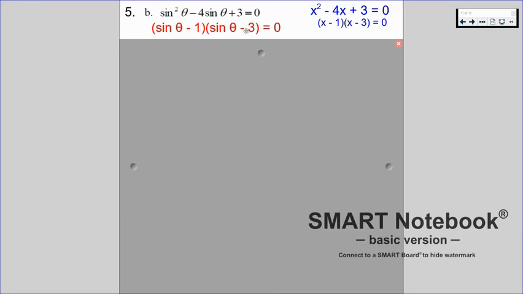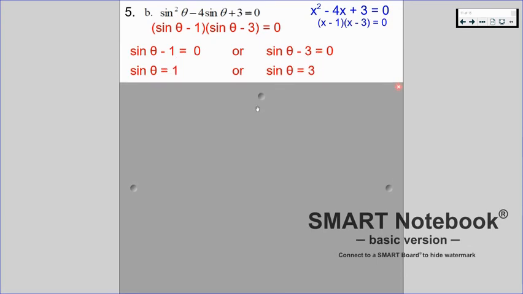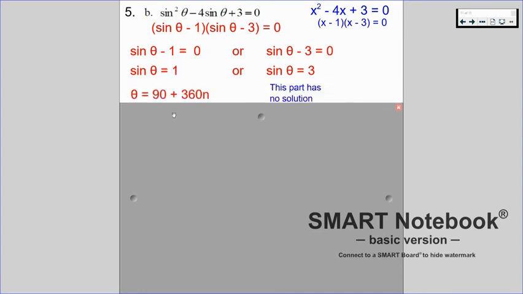So then we'll set each factor equal to 0 and then solve. We're going to add 1 to both sides for this one. We'll add 3 to both sides for this one. When is the sine equal to 1? So when is the y value equal to 1? That's going to be at 90 degrees. That's the only place it happens.